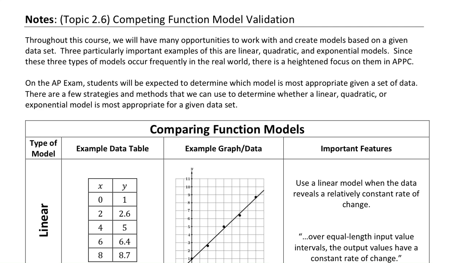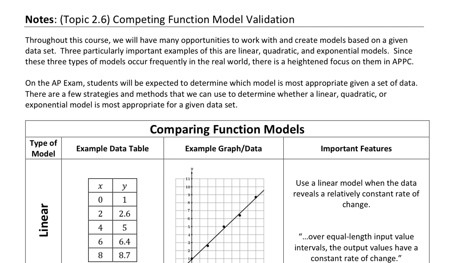Topic 2.6 is called competing function model validation, which is a lot of fancy words to say we're working on making sure we're choosing the correct function type when presented information. Now, we've done this before when we were given tables. We checked the rate of change, the change in the rate of change, or if the outputs are changing proportionally. And all of that stuff is still good. These are the three types of functions we've worked with really so far in this class.